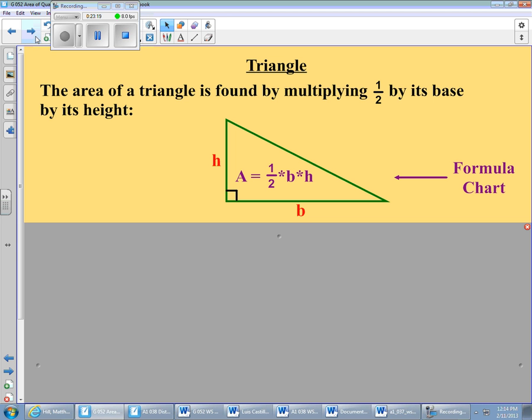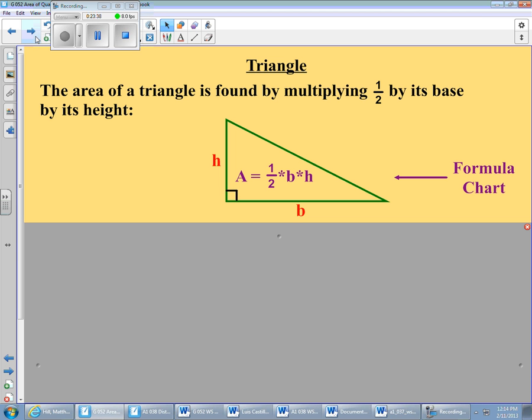And if you think about this formula, it makes absolute perfect sense. A triangle is basically half of a rectangle. So it doesn't get the entire base times height formula like a rectangle does. It just gets half of the formula because it's half of the shape. And so it's 1/2 times base times height.